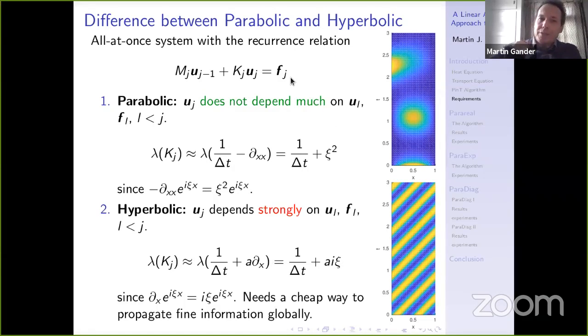What do we know about the spectrum? The spectrum that indicates if it's going to work or not is in the K matrix. The eigenvalues of the K matrix in the parabolic case is just 1 over delta t minus a Laplacian. The eigenfunctions of a Laplacian are the exponential functions. So if you take two derivatives of the exponential function, you get again the exponential function, and you just get a psi squared that comes out. So the eigenvalues are going to be positive. So in this case, if the K_j have positive eigenvalues, you have this type of problem, and time parallelization has a good chance to work.